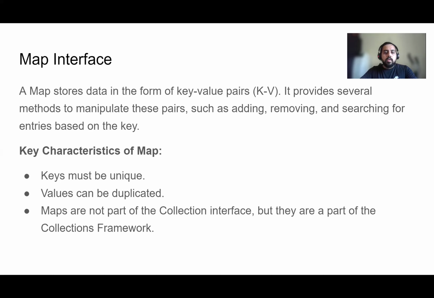So map is not part of the collection interface. I already told you the collection framework has two sub branches. One is collection interface and the second one is map. Why we separated map from collection interface is that in collection interface the way of storing data is individual, but in map the way of storing data is in key value pairs. But it's a part of collection framework.